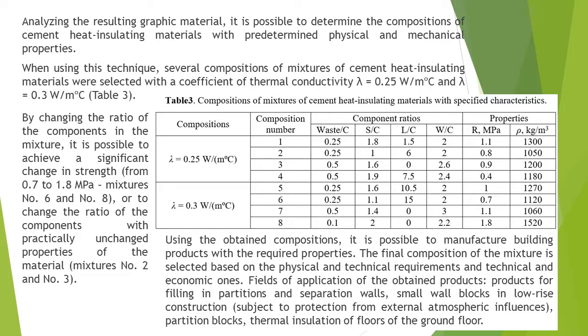By changing the ratio of the components in the mixture, it is possible to achieve a significant change in strength from 0.7 to 1.8, mixtures number 6 and number 8, or to change the ratio of the components with practically unchanged properties of the material, mixtures number 2 and number 3. Using the obtained compositions, it is possible to manufacture building products with the required properties.